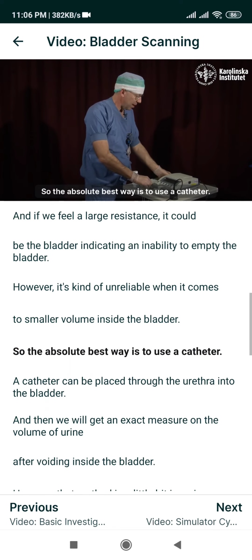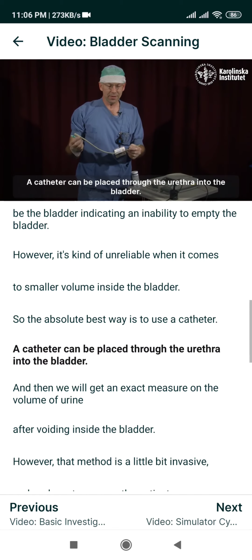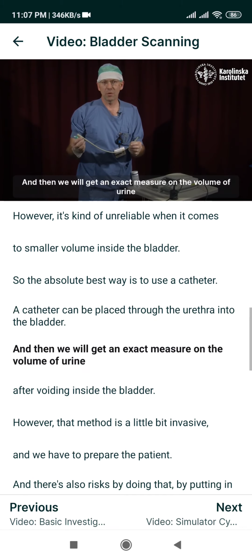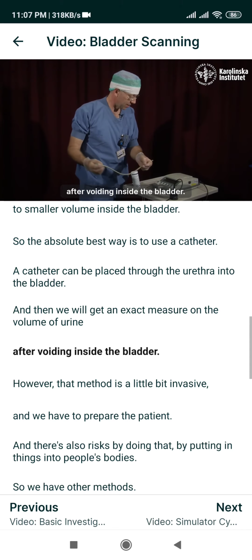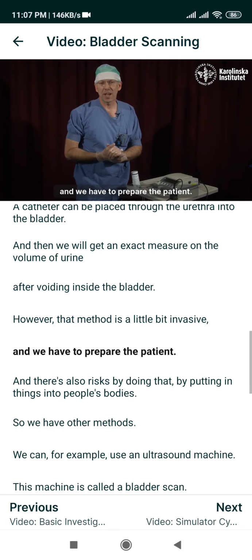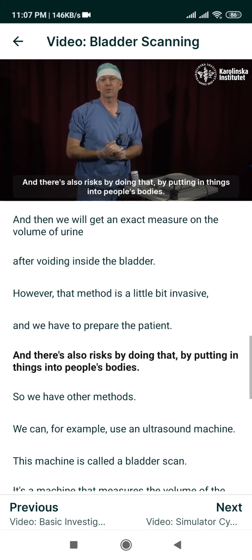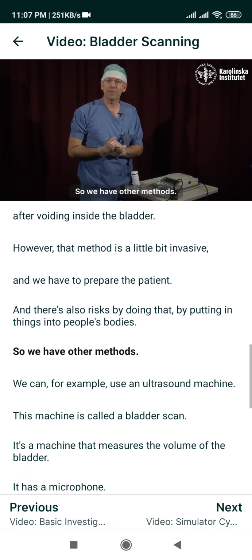So the absolute best way is to use a catheter. A catheter can be placed through the urethra into the bladder, and then we will get an exact measure of the volume of urine after voiding inside the bladder. However, that method is a little bit invasive, and we have to prepare the patient, and there are also risks in putting things into people's bodies. So we have other methods.